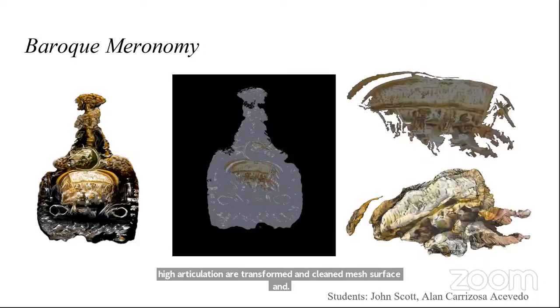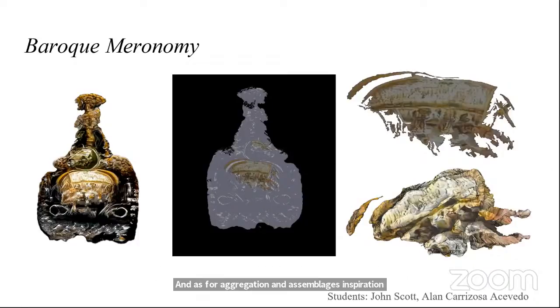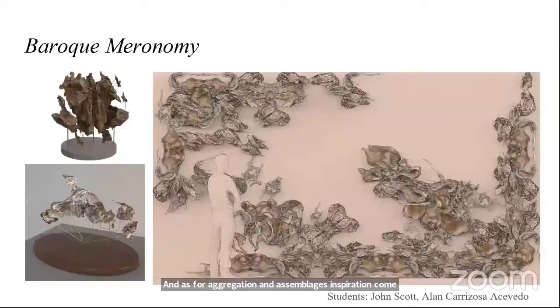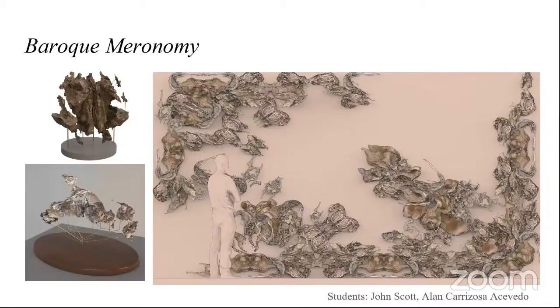And as for aggregation and assemblages, inspiration comes from an exploded model. This portion of our research was approached manually by hand modeling. The interest in further exploring workflows that involve the use of adversarial networks, but with 3D kitbashing logics, gives promising visions into what AI is capable of fulfilling for an augmented assemblage.